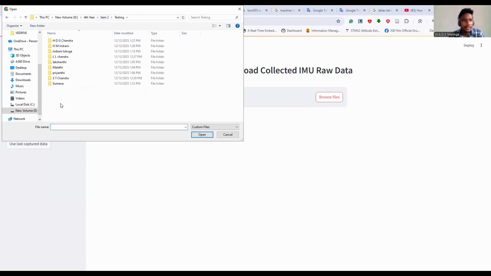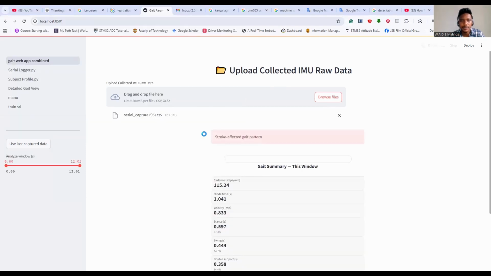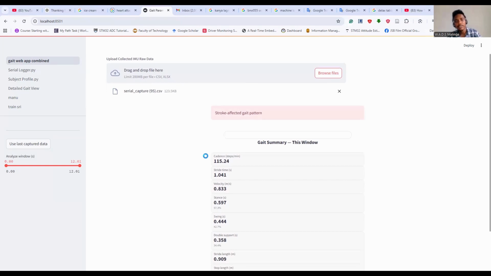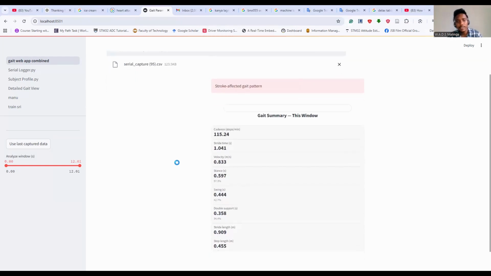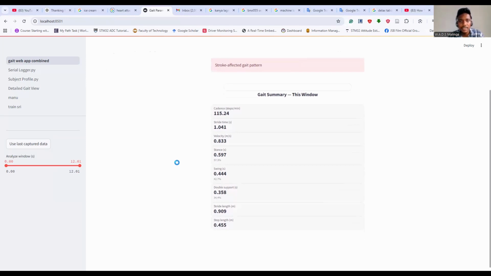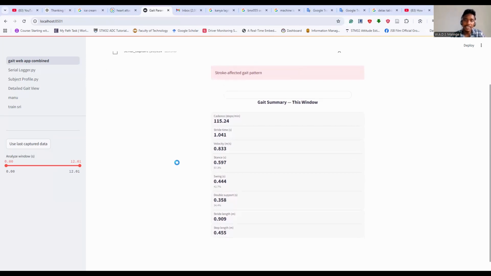I have collected raw data of a patient. For example, we can get one file from one patient, and then we can put it in here. Yes, he is a stroke-affected patient, and it gives a comprehensive data set like this, I mean, a comprehensive gait report.